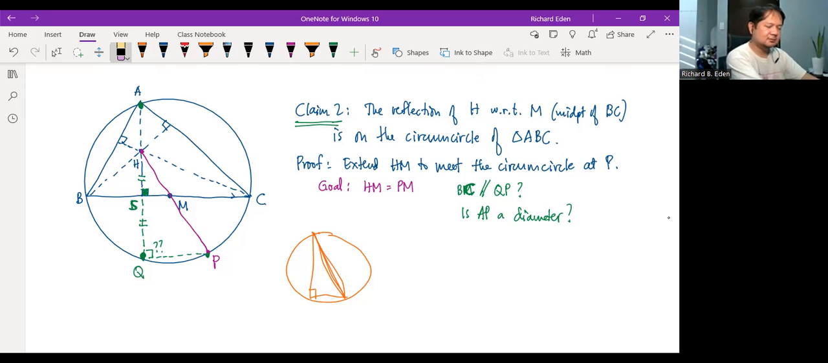Similar triangles. Maybe there's a similar triangle. It's just hidden. Or there are congruent triangles that are hidden.